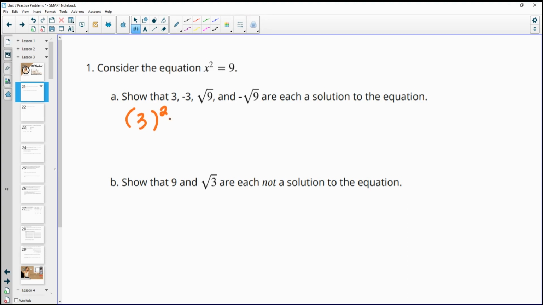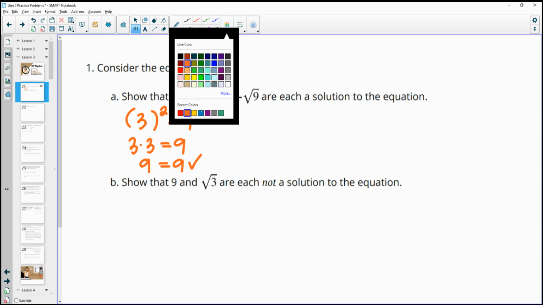So instead of the x, I'm just going to plug in these numbers. So here we have 3 squared, which should equal 9, right? And we know that squared means to multiply something by itself. So it's 3 times 3, and 3 times 3 is 9. So we end up with 9 equals 9. So we know that that works.